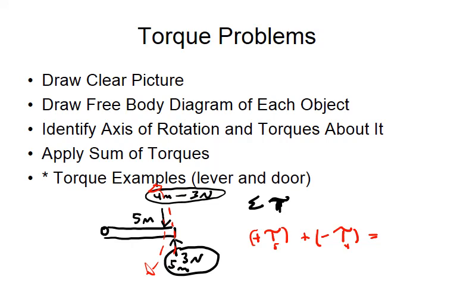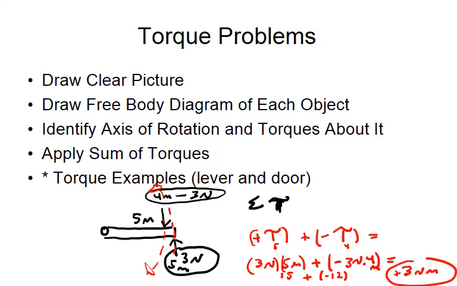So we have the 3 Newton one times 5 meters, plus the negative 3 Newton one times the 4-meter one, and we end up getting 15 plus negative 12. The total amount of torque would be 3 Newton meters positive.